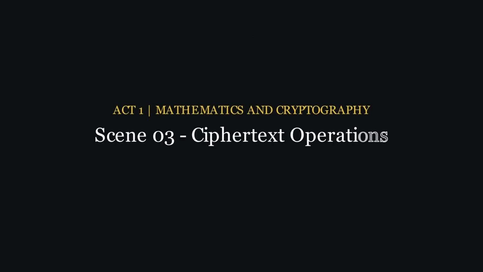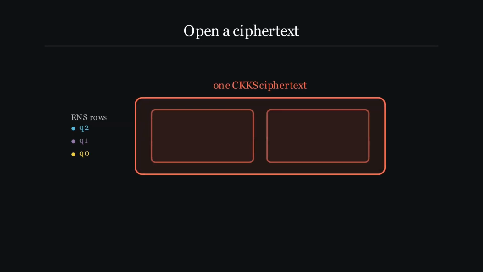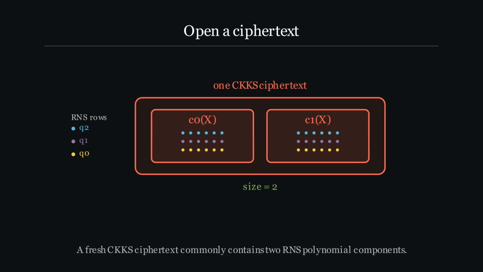Scene 2 showed how CKKS encodes and packs approximate values. We now continue by opening the ciphertext that carries those slots during computation. The red shell separates into two polynomial components, C0 of x and C1 of x. Inside each component, the color rows represent coefficients stored under several active residue number system primes. A real polynomial contains many more coefficients than the dots shown here, but the layered structure is the important idea.